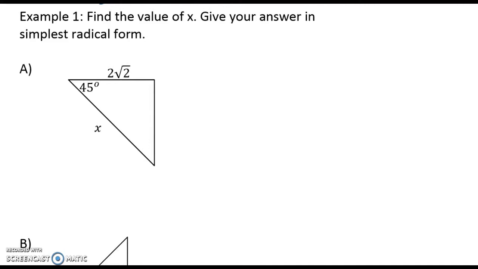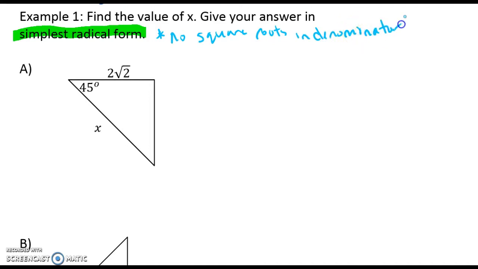So do you guys remember what simplest radical form means? That means you want to simplify your square root completely. That also means, I'm going to put an asterisk there, no square roots in the denominator. And we'll look at an example of how to get that out of the denominator.